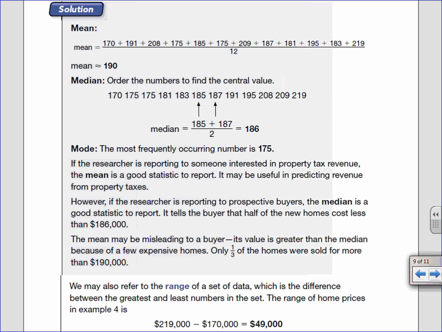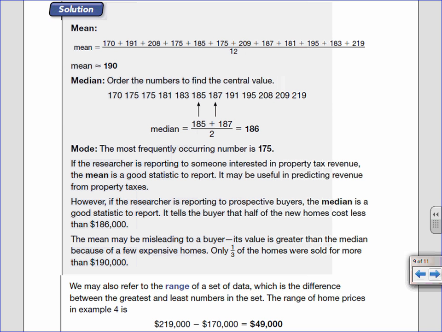If the researcher is reporting to prospective buyers, the median is a good statistic to report. It tells the buyer that half of the new homes cost less than $186,000 and half of them cost more. The mean may be misleading to a buyer. Its value is greater than the median because of a few expensive homes. Only 1/3 of the homes were sold for more than $190,000. So, a couple of things to think about there.